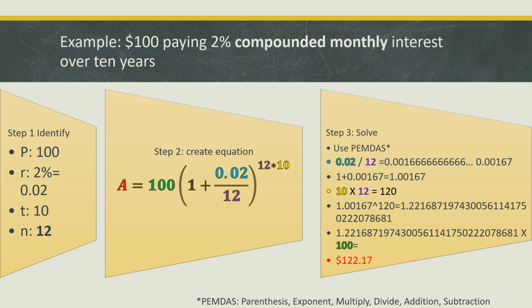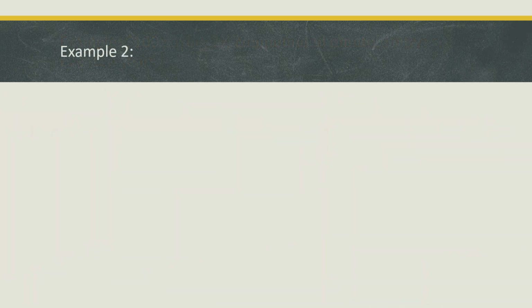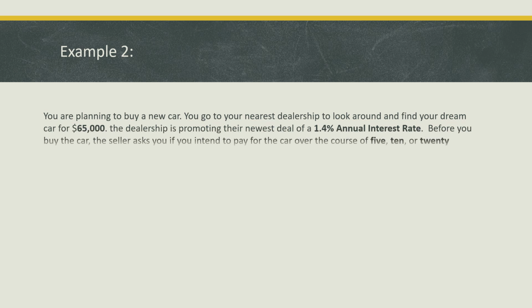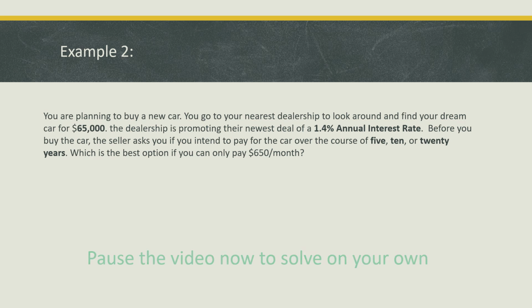Now, if we take things a step further, we can take a look at how we use these things in our standard life. For example, let's say that you're deciding that you're going to buy a new car. So you go to your nearest dealership to look around and you find your dream car. It's only $65,000 and it's only at 1.4% annual interest rate. So before you buy the car, the seller asks you if you intend to pay the car over the course of 5, 10, or 20 years.